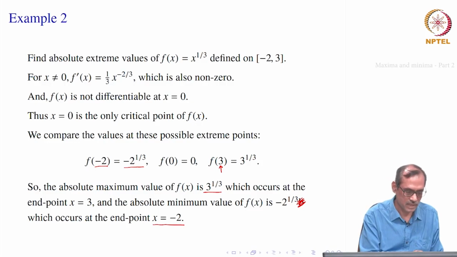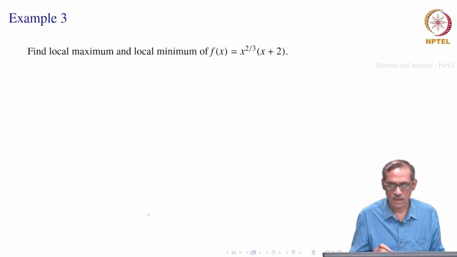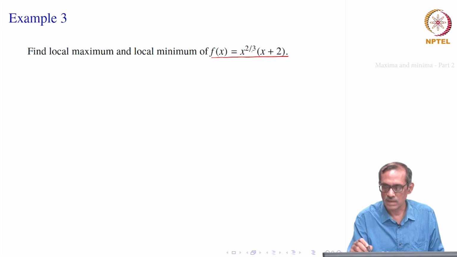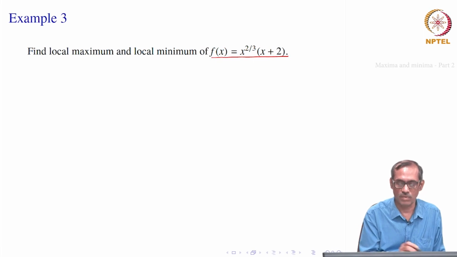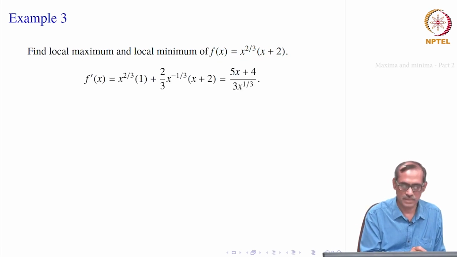Okay. So, we will take some more examples. Let us say the function is given as f of x equal to x to the power 2 by 3 into x plus 2. What is the domain? It is defined everywhere, of course, right. We have to find its local maximum and local minimum. So, that means they will occur at critical points. There is no end point here, the domain is the whole of R. So, all are interior points.